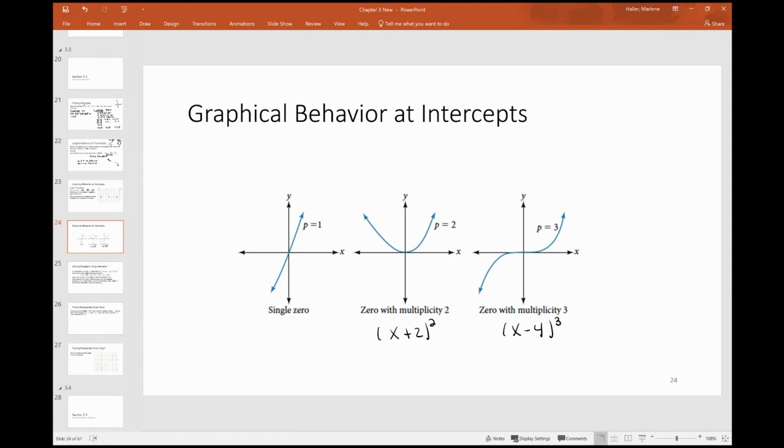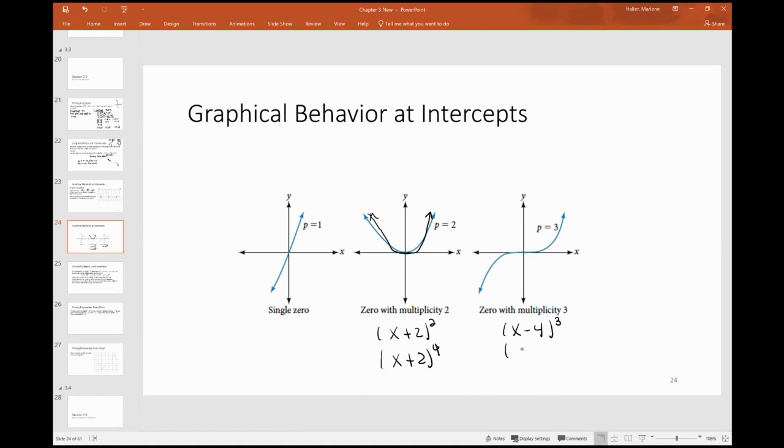So what would the graph look like if it had an exponent of 4, or a multiplicity of 4? It would simply linger near that zero a little bit longer, just like the quadratic function does when you increase the exponent on there.